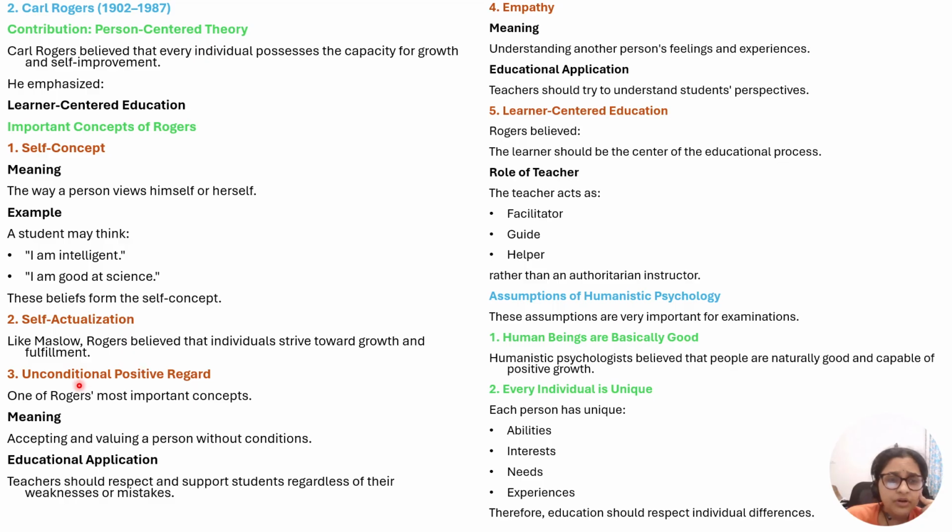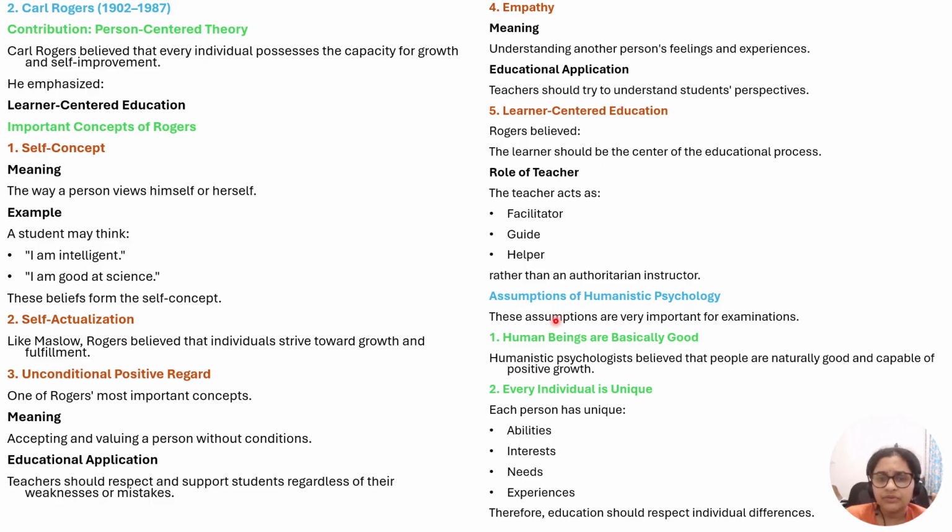Then unconditional positive regard. Okay, this is one of the most important ones. That means accepting and valuing a particular person without any conditions. Unconditional love we call. That is unconditional positive regard. Empathy. Understanding another person's feeling by standing in his shoes. Okay. Understanding another person's feeling and what that person is going through. Okay. Very important for teachers. Okay. Empathy. Then learner-centered education.